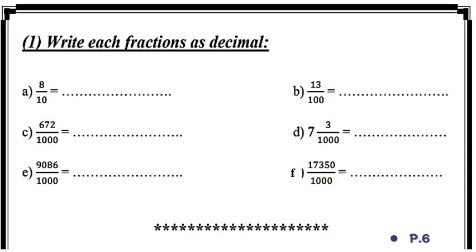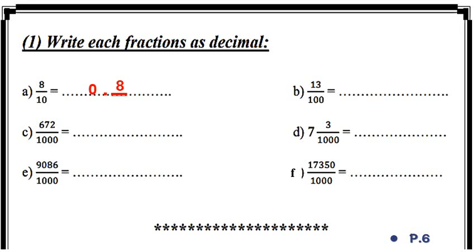Number 1. Write each fraction as a decimal number. To convert any fraction into a decimal number, the denominator must be 10, 100, or 1000. Let's see here in letter A, we have 8 over 10. So the denominator is 10, we have here 1, 0. So we will put 1 dash like this and put the decimal point. And now write 8 on the dash. So here is 8. What about the whole part? Can we leave it empty? No, we have to put 0. So the answer is 0.8 or 8 tenths.